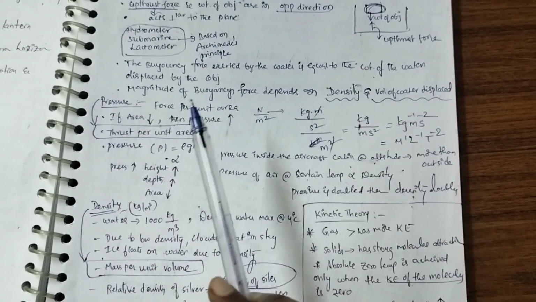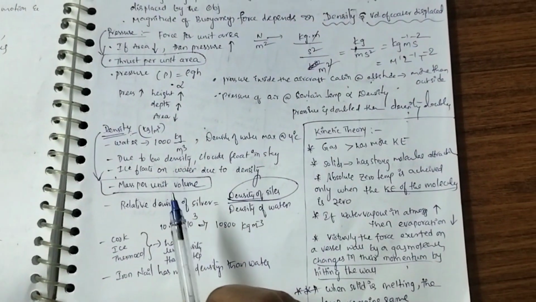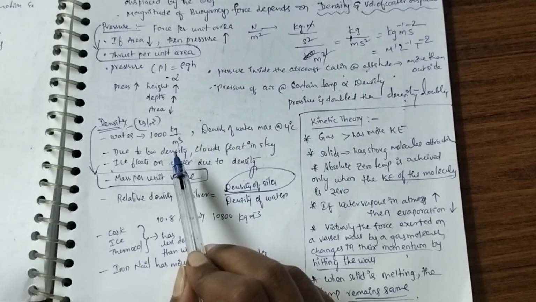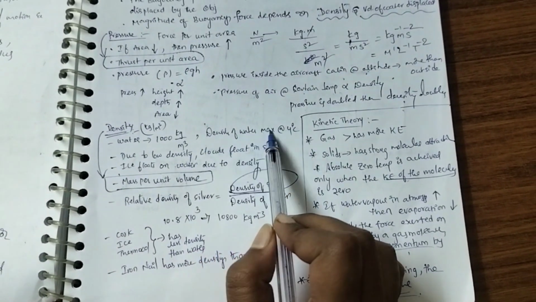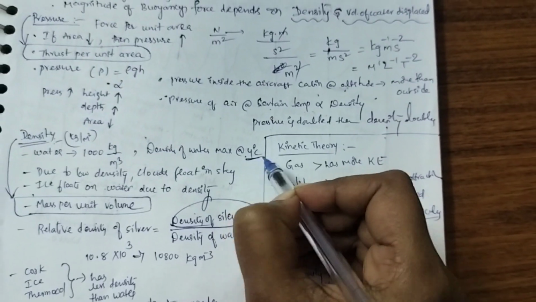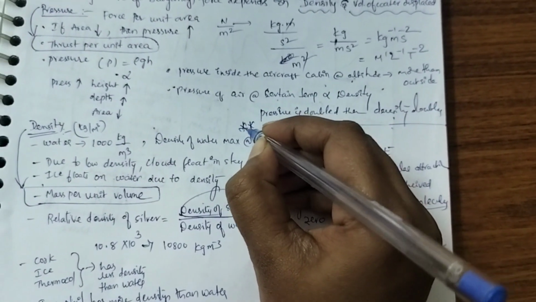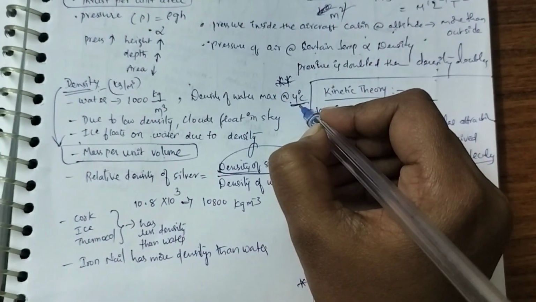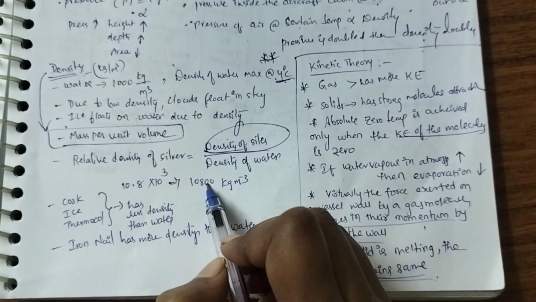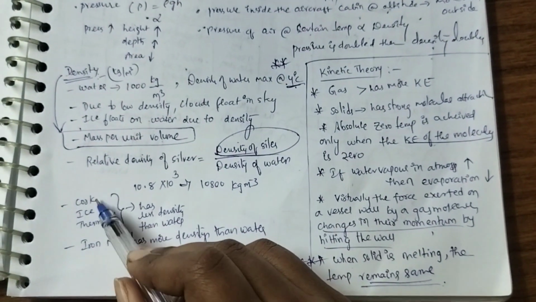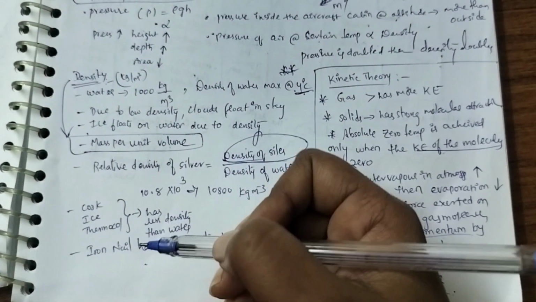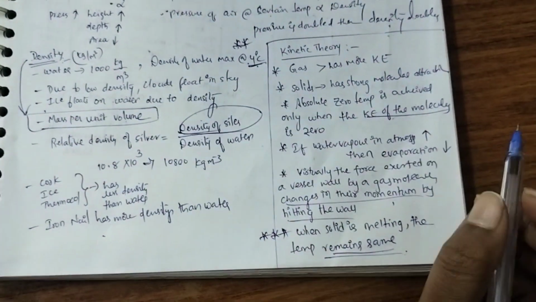These are the units. Density is kg per meter cube. Density of water is maximum at 4 degrees centigrade. This is important. Relative density of silver is equal to density of silver divided by density of water. The one with more density will submerge and the one with lower density will float.